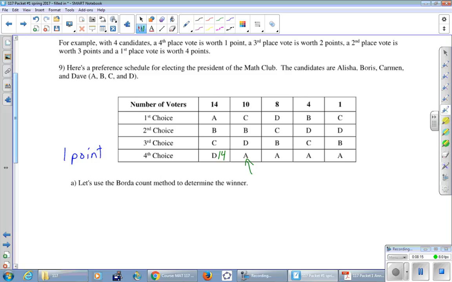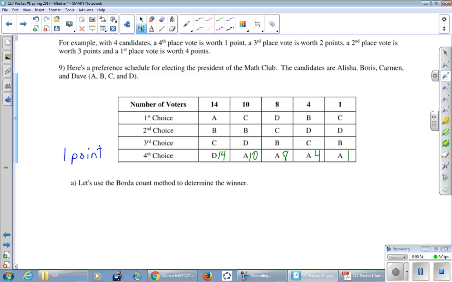We're moving on here, just continuing in the bottom row. 1 point from each of 10 people. So that's 10 points there. 8 people thought A was the worst choice here. 4 people. And then finally 1 person, 1 point.